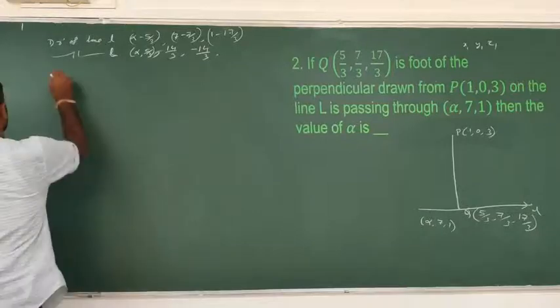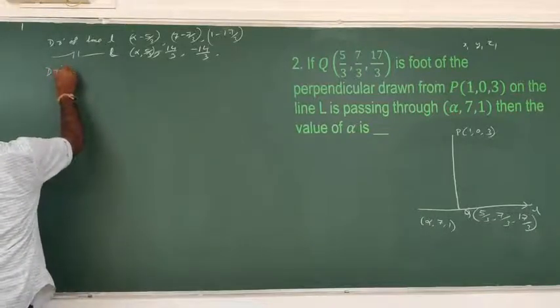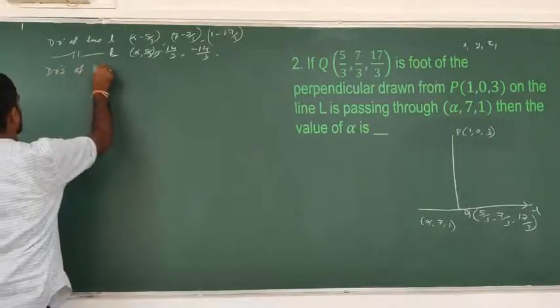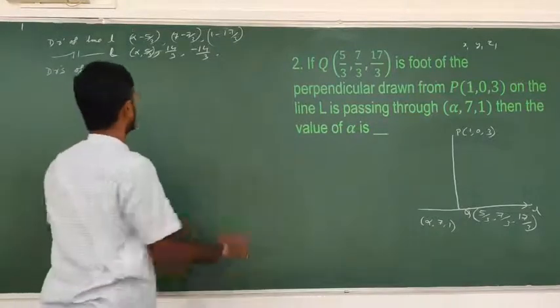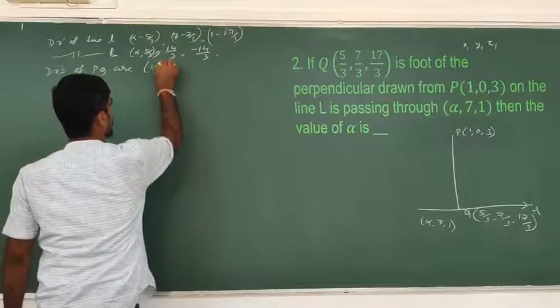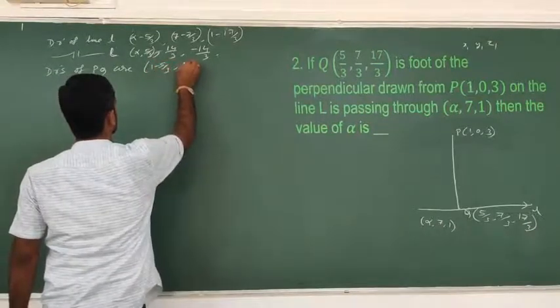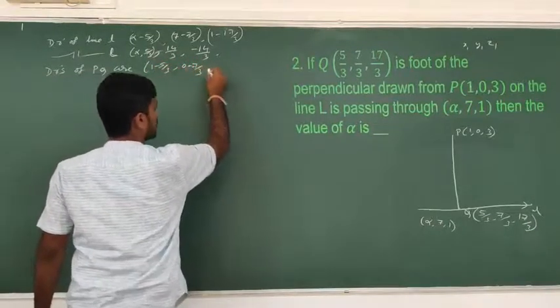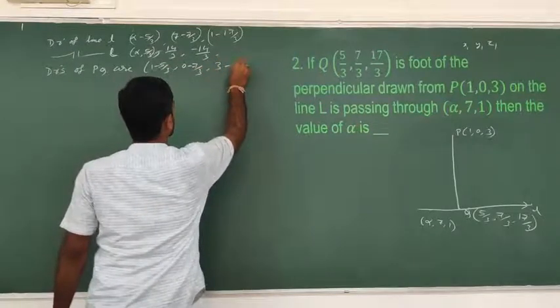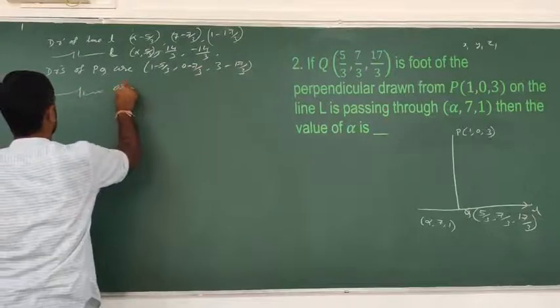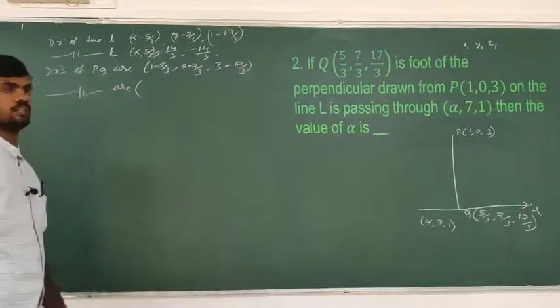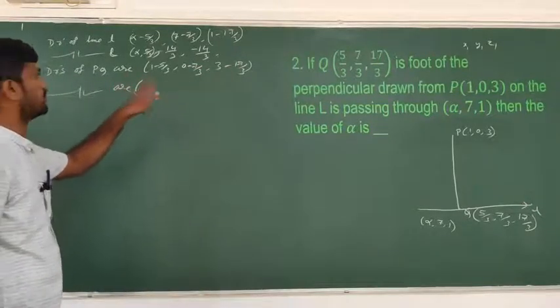So next, direction ratios of the line PQ. That is 1 minus 5 by 3 comma 0 minus 7 by 3 comma 3 minus 17 by 3. So 1 minus 5 by 3 is nothing but 3 minus 5, 3 minus 5 is minus 2.